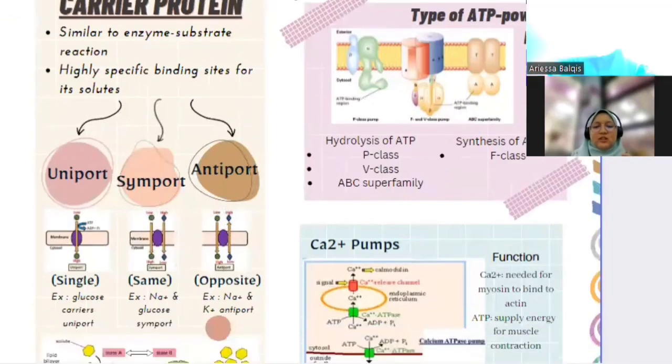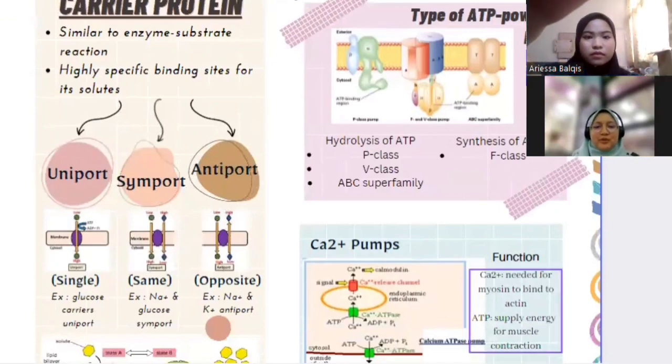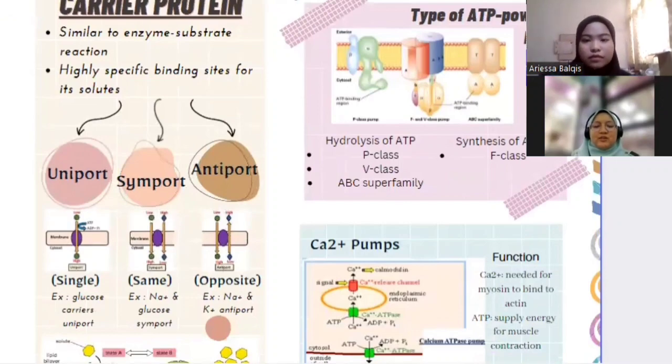Next is the symport. Its transport of one solute depends on the simultaneous or sequential transfer of a second solute in the same direction. For example, the Na+ ion and glucose symport.